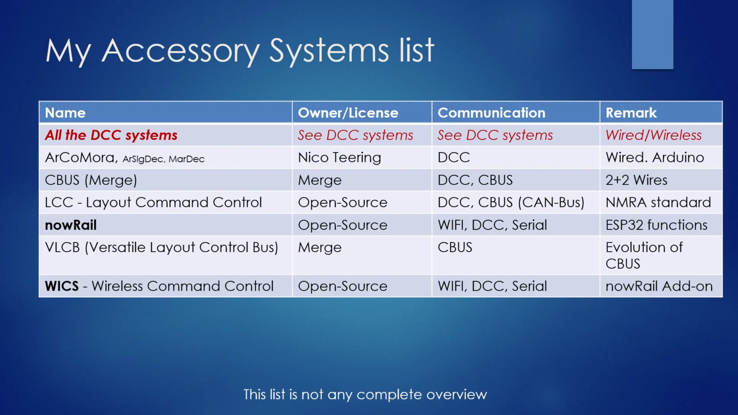LCC is an NMRA standard based on the 2-wire CAN bus, plus 2 more wires for power. NowRail is the C++ software for the ESP32 microcontroller, using ESP-NOW over Wi-Fi. VLCB is an evolution of the MERG CBUS, and WICS is an add-on to NowRail, adding hardware, boards and easy-to-use functionality. No code is required.